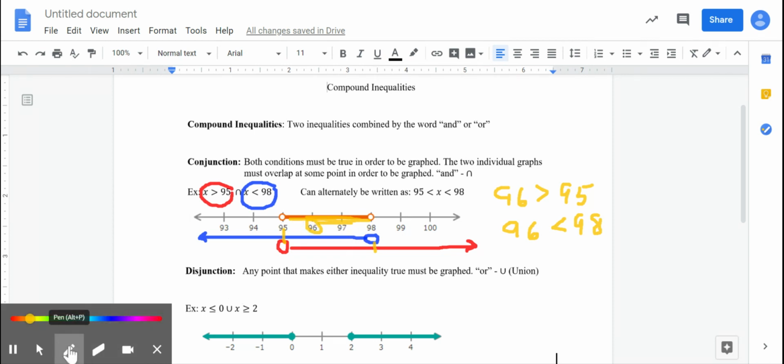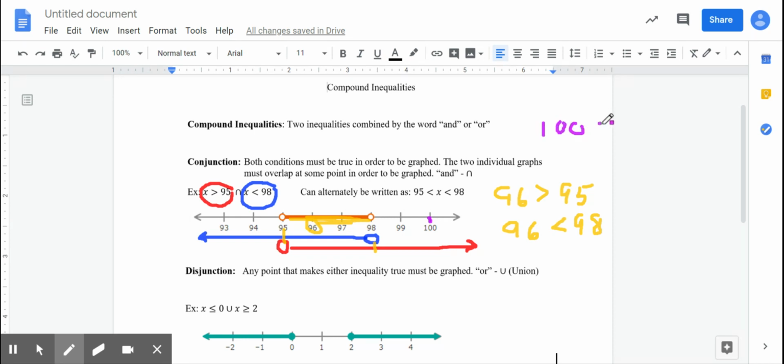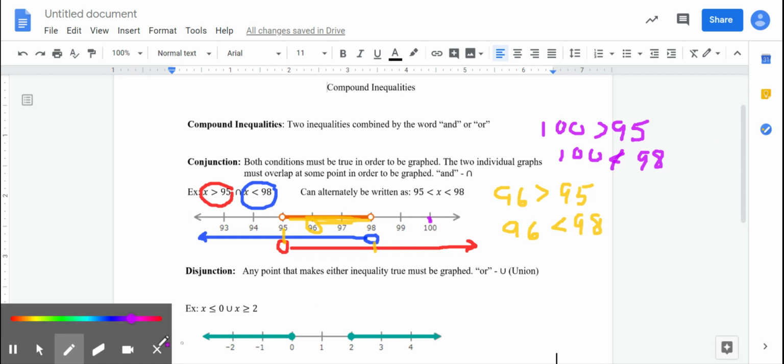So each point meets both conditions simultaneously, but any point out here wouldn't work. So let's pick a different color. If I pick a point like 100, well, 100 is greater than 95. It met one condition, but 100 is not less than 98. Since it didn't meet both conditions, it's not going to be part of the graph.